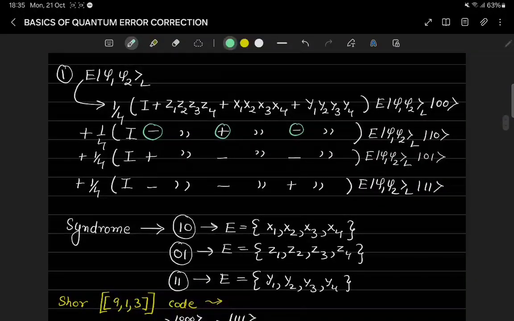So if the syndrome is 1 0, the claim is I can say that a single bit flip error has occurred in one of the qubits. I don't know which qubit, so information is not there about which qubit.